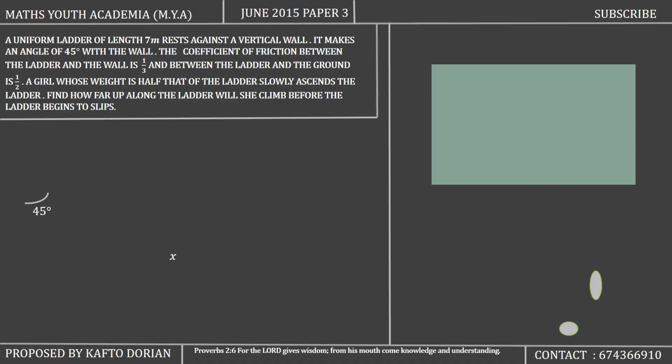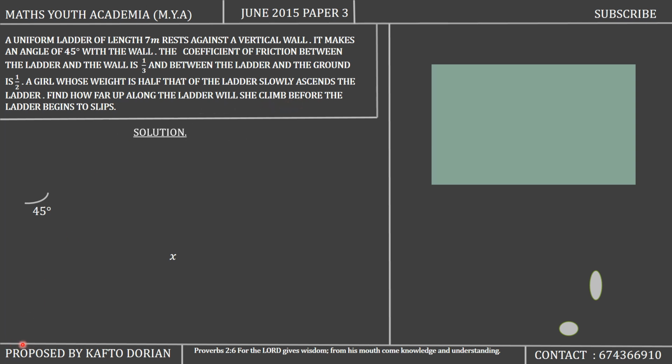So today we shall look at one question on ladder problems, June 2015 paper 3, which says that a uniform ladder of length 7 meters rests against a vertical wall. It makes an angle of 45 degrees with the wall. The coefficient of friction between the ladder and the wall is 1/3 and between the ladder and the ground is half. A girl whose weight is half that of the ladder slowly ascends the ladder. Find how far up along the ladder she will climb before the ladder begins to slip.